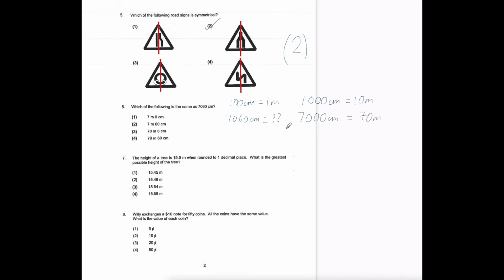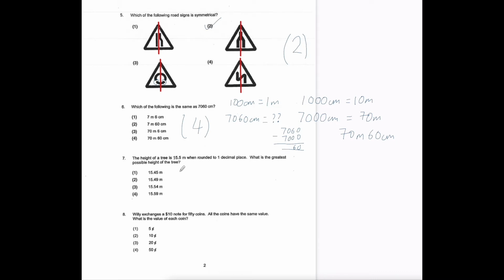So I have remaining of 1. 7060 minus 7000, I'm getting 60. So my answer will just be 70 meters, 60 cm, which is option number 4. Okay, look at this step-by-step method and the working, and then move on together with me, okay?